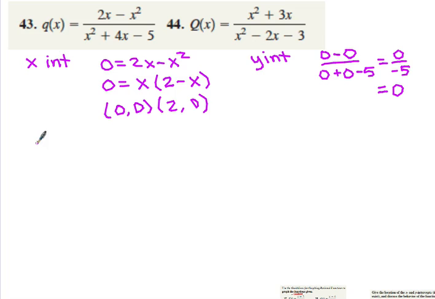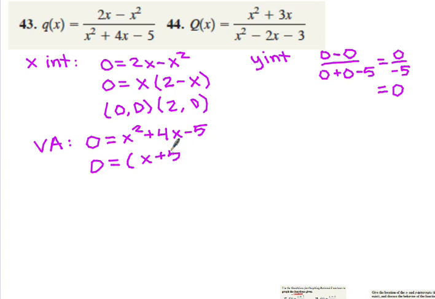We can think about the vertical asymptotes, which is when the denominator is 0. So with our vertical asymptotes, we want 0 to equal x squared plus 4x minus 5. From here, you can factor and solve for your two asymptotes. You end up with 0 equals x plus 5 and x minus 1, which tells me my two vertical asymptotes are at x equals negative 5 and at x equals 1. Those are my two vertical asymptotes.